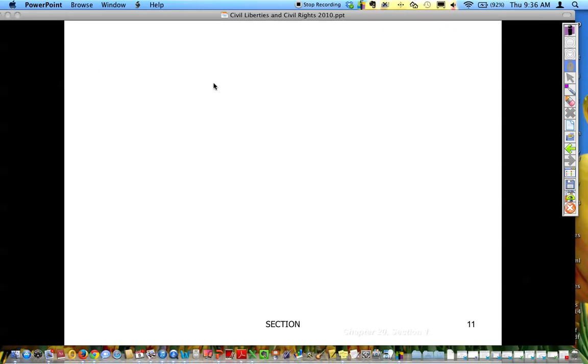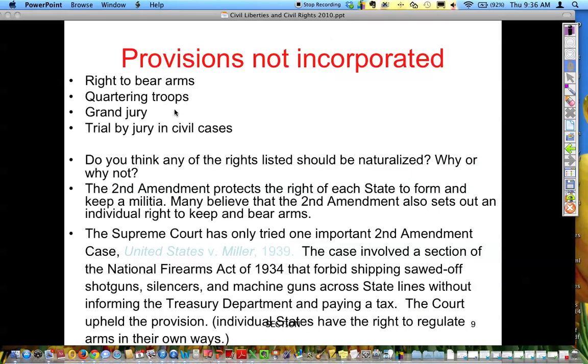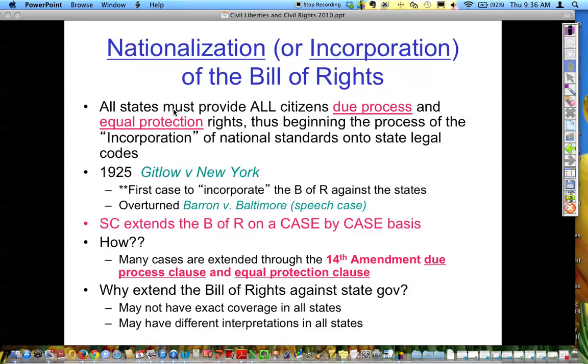All right, I'm going to stop there with this portion, and I'll talk about civil rights and equal justice under law with the remaining amendments. But please understand this big provision of nationalization or selective incorporation or the modifying effect of the 14th Amendment. The 14th Amendment has been huge in protecting citizen rights.